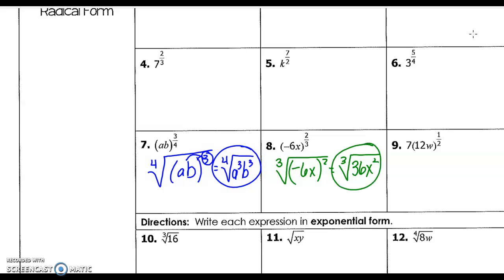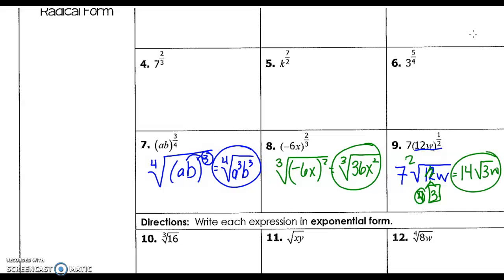All right, number 9, I want you to look at. You can see that 1/2 is just on the 12w, so I have 7 outside of, this would be a square root, so invisible 2, of 12w to the power of 1. But with 12, we're going square root, so there are pairs in there, right? 12 is 4 and 3. The square root of 4 is 2. 3 is stuck. So 7 times 2 would be 14 square root of 3w. All right, so that's how you convert from exponential form to radical form.